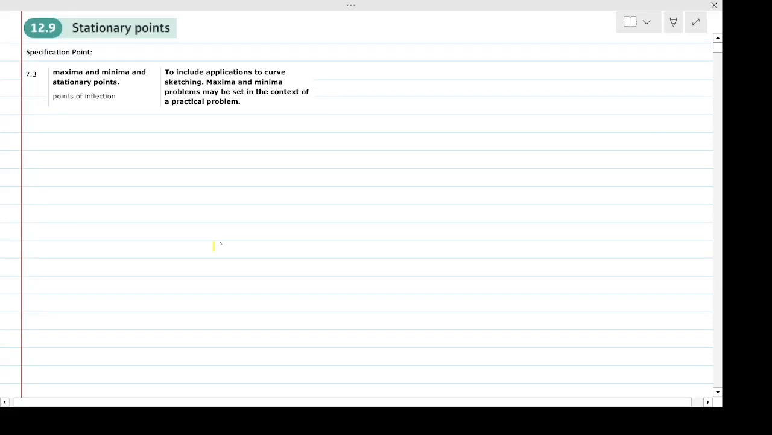Hello, so in this video we're going to be looking at stationary points. So let us set the scene. Let me consider this curve here, say like a sort of cubic curve, right?